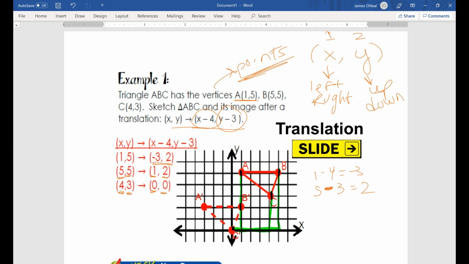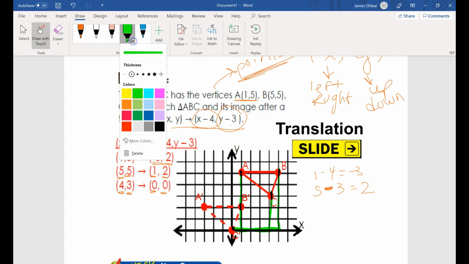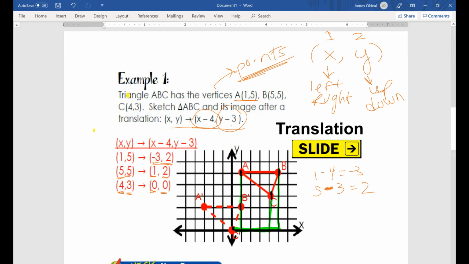So A now becomes A prime, because when we move it, it becomes prime. B now becomes B prime, and C now becomes C prime. So negative 3, 2. Let's map that. You don't have to do this. I'm going to do this on my own. You just watch.